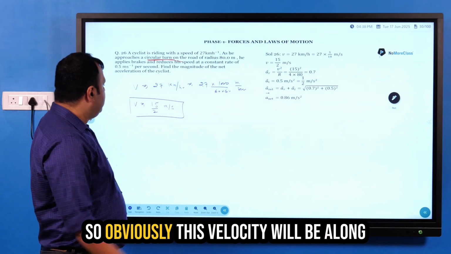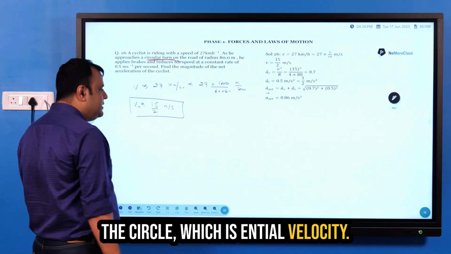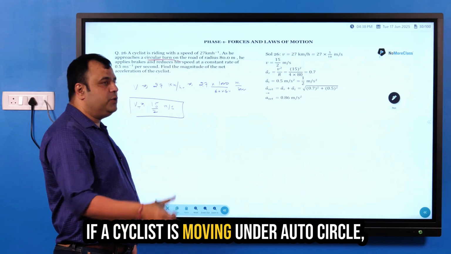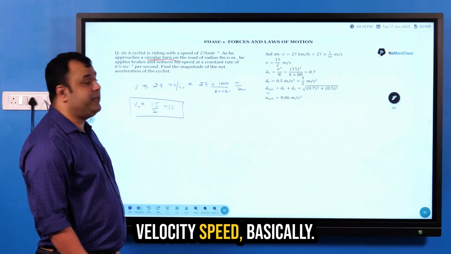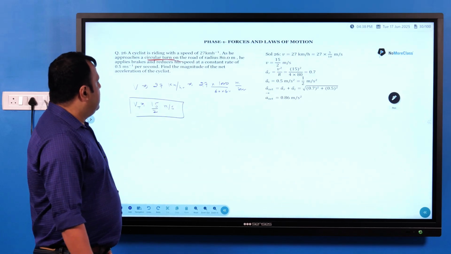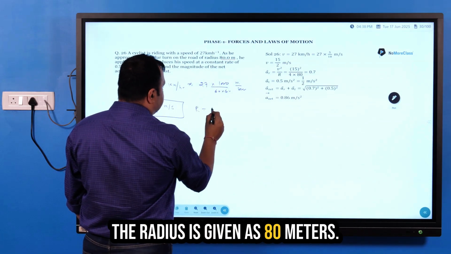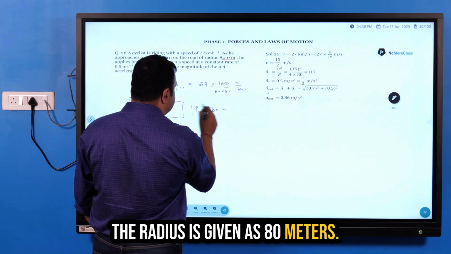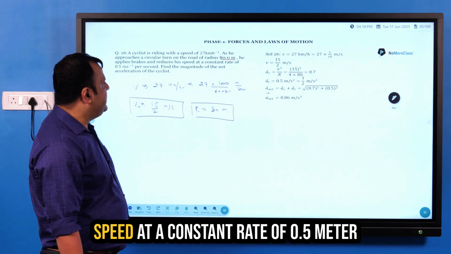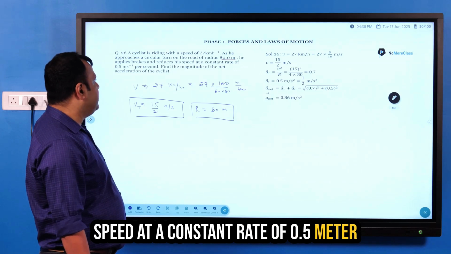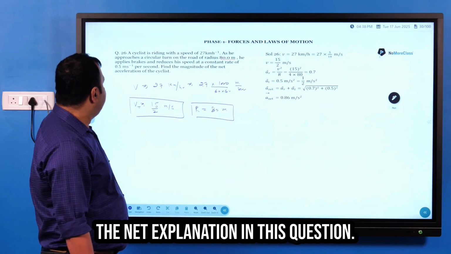This is the velocity. So riding with a speed, as he approaches a circular turn, obviously this velocity will be along the circle, which is tangential velocity. If a cyclist is moving on a circle, the velocity will be along the tangent. So this is the tangential velocity, speed basically. The radius of that circular turn is given as 80 meters. He applies brakes and reduces the speed at a constant rate of 0.5 meter per second. Find the magnitude of the net acceleration.